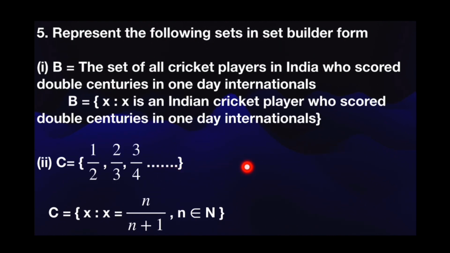Number 2. C is equal to 1 upon 2, 2 upon 3, 3 upon 4, dot, dot, dot. This is a roster form and we are going to write it in set builder. So if you look at this fraction, you can see that when numerator is 1, denominator is 1 plus 1. Numerator is 2, denominator is 2 plus 1. Numerator is 3, denominator is 3 plus 1. So the general formula is whenever the numerator is n, the denominator is n plus 1. So how do you write it? C is equal to x such that x is equal to n upon n plus 1, where n belongs to natural numbers. It can be any value.